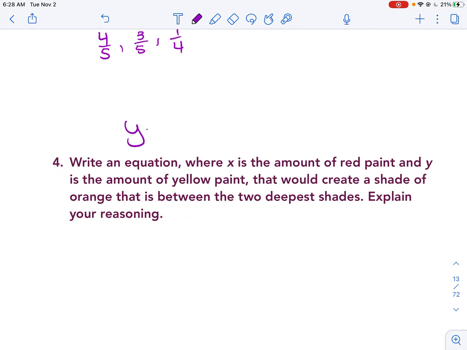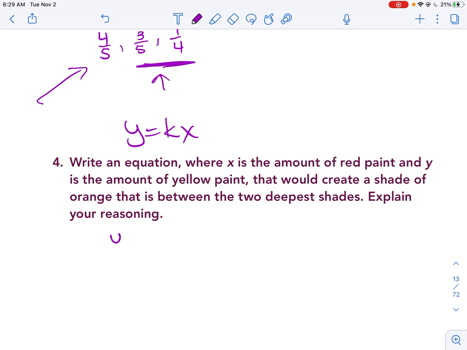Okay, so write an equation. So remember, y equals kx, where x is the amount of red paint, y is the amount of yellow paint that would create the shade of orange that is between the 2 deepest shades. So the 2 deepest shades are right here. So we want a number that's in between that. There are all sorts of numbers that we could, oh, nope, I lied. Sorry about that. Deepest would be these two. This is the lightest. So deepest is between here.